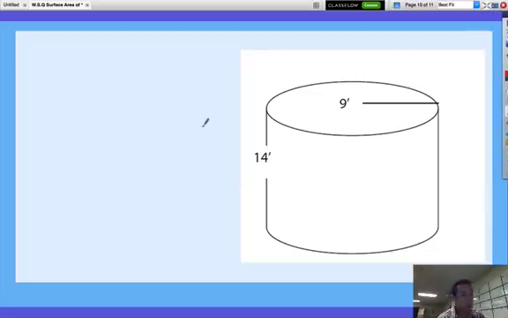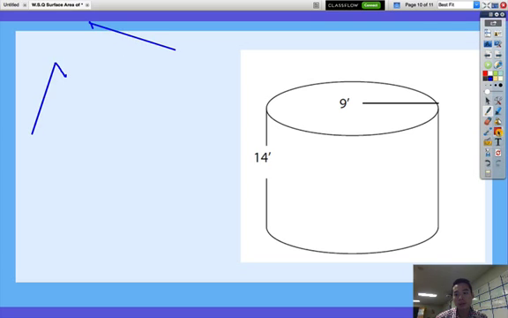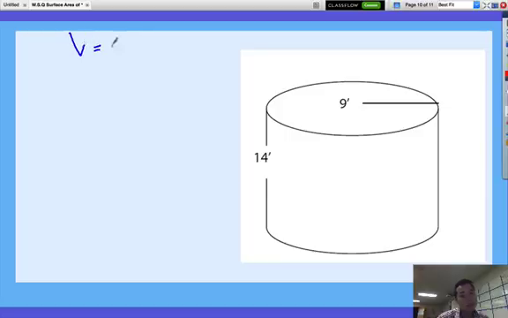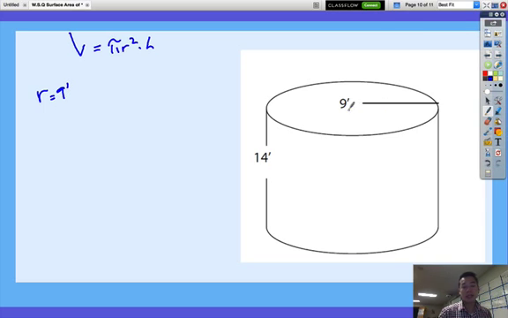Step one, write the formula. Volume of a cylinder is equal to the area of the base times the height. Again, I'm just going to find the key components. I know that the radius is 9 feet right here. The diameter would be 18. The height is 14 feet, which is right here because it connects the top and the bottom.